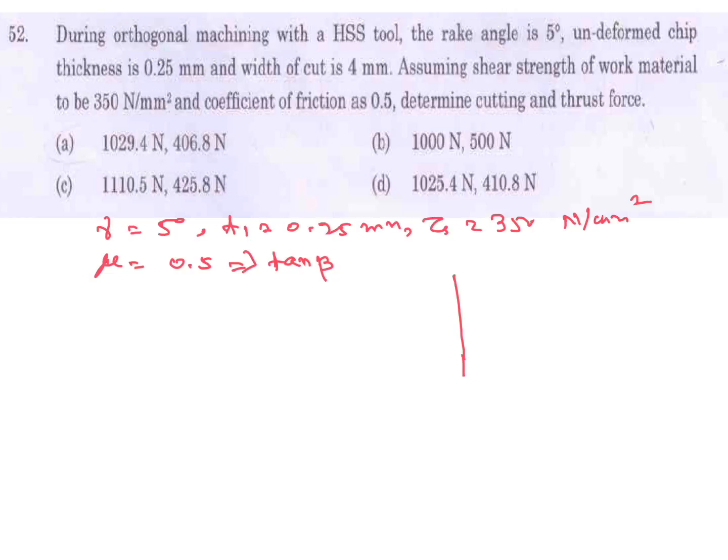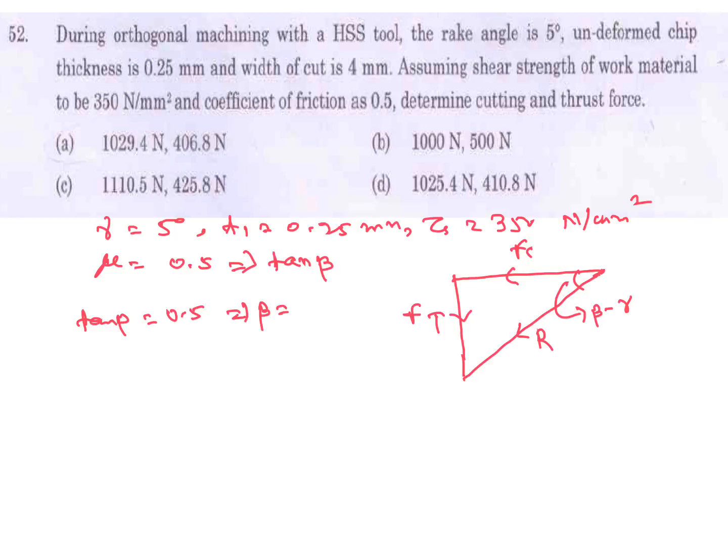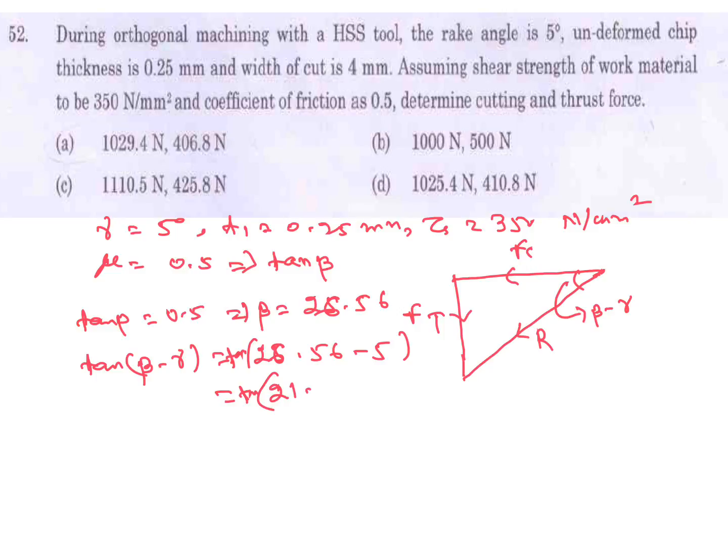From Merchant circle, this is the easiest way. This angle is beta minus gamma. Here Fc is cutting force, thrust force, resultant. So here tan beta is given 0.5, we will get beta equal to 26.56. So tan of beta minus gamma is 26.56 minus 5, which comes 21.56. Its value will come 0.395.